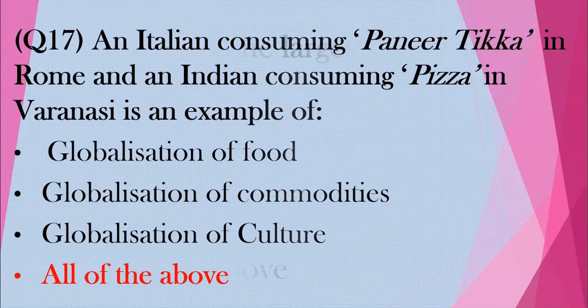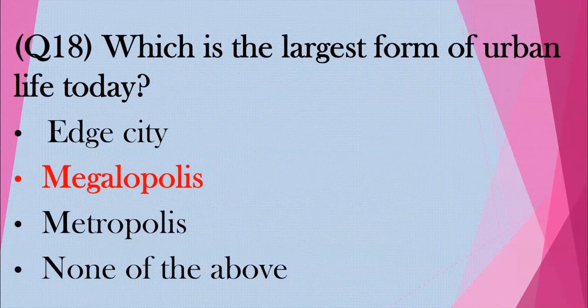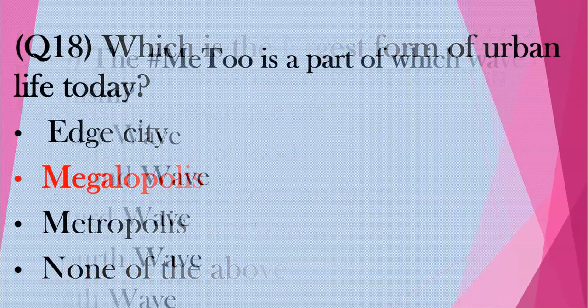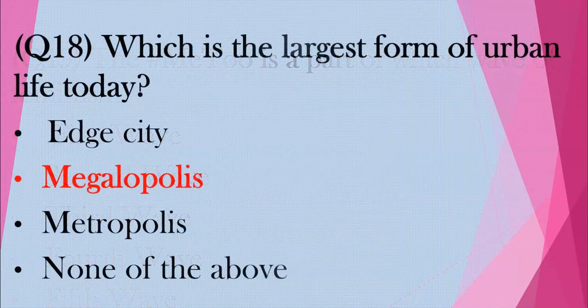Question number 18. Which is the largest form of urban life today? Edge city, megalopolis, metropolis, none of the above. Basically, it's asking which is the biggest in size. And definitely the answer is option 2, which is megalopolis. It is also called a super city, and it is an urban area which is larger than a metropolis. So metropolis will not be the answer here. Option 2, megalopolis, is the answer. I hope that is clear.